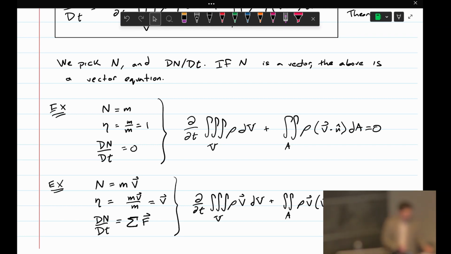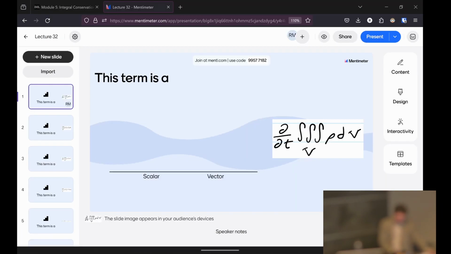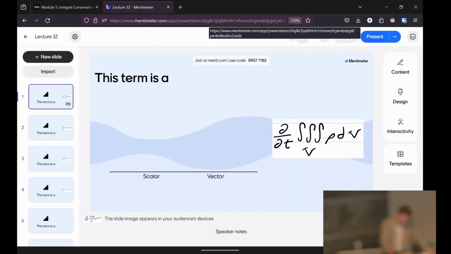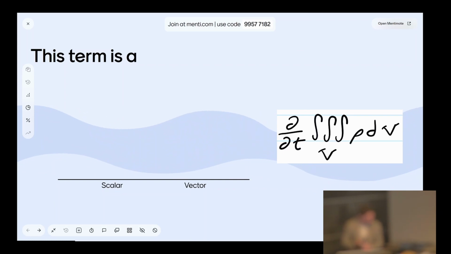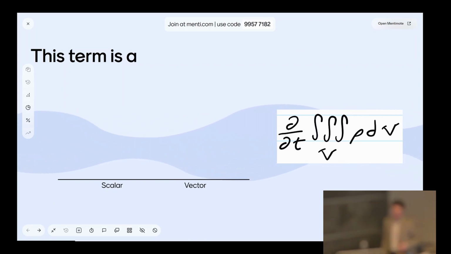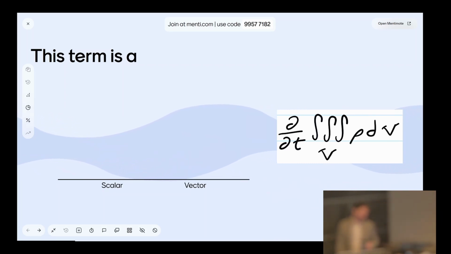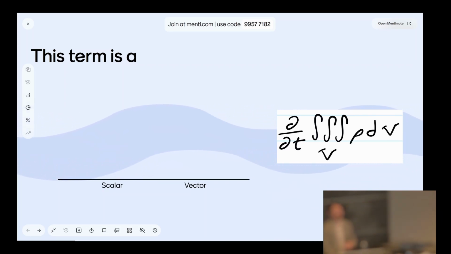Okay. So that's basically the end of content. I'm going to do some Menti stuff now to test our understanding of this. The first question I'm asking: the term on the right-hand side there, is that a scalar or a vector?